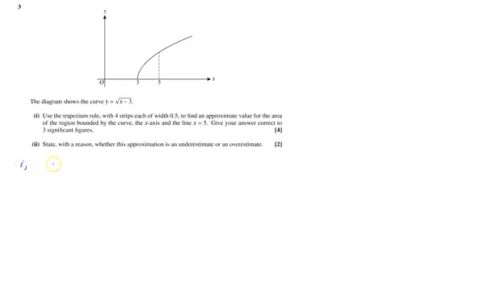So for this, I'm going to need to have my x values. I need to have x0, x1, x2, x3, and it'll have to be x4. So the x could go from 3. It's got to go up in 0.5, so it'll be 3.5, 4, 4.5, 5, and the y value equals the square root of x minus 3.